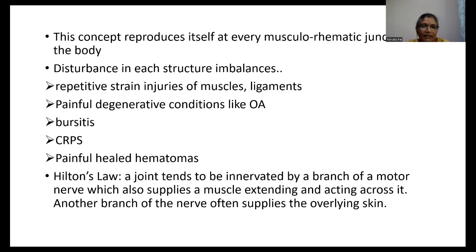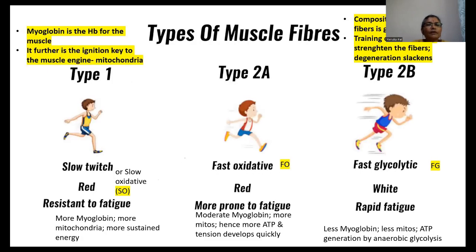The muscular branches of the femoral nerve, that is the nerve to the vastus medialis, vastus lateralis, vastus intermedius, also supply the muscle. And another branch of the same nerve often supplies the overlying skin. We know that there are branches of the femoral nerve which have cutaneous supply: the anterior cutaneous nerve of the femoral nerve, the saphenous nerve, etc. So this is the last slide.